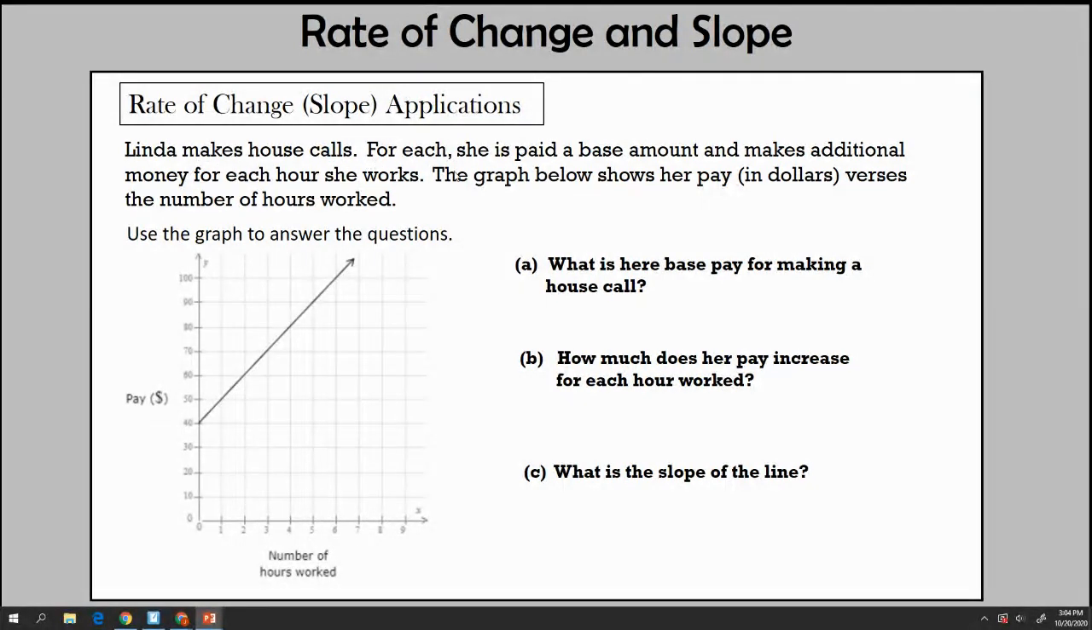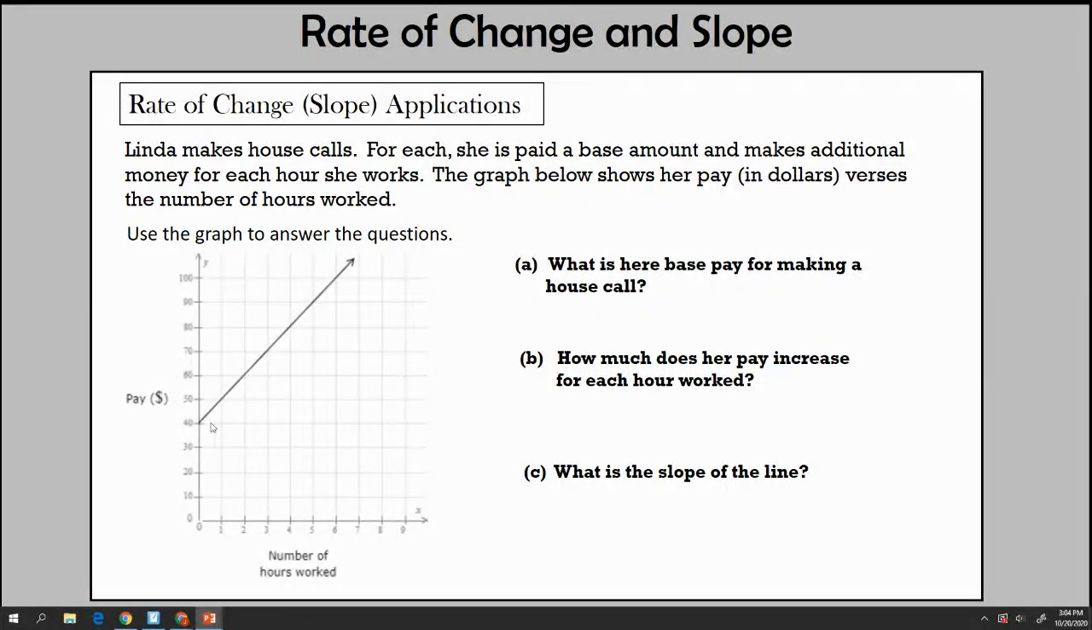Linda makes house calls. For each call, she is paid a base amount and then makes additional money for each hour she works. The graph below shows her pay in dollars versus the number of hours worked. Down here, we can see the x-axis goes by ones and it's the number of hours worked. The y-axis is going up by tens and it's the money she's paid.